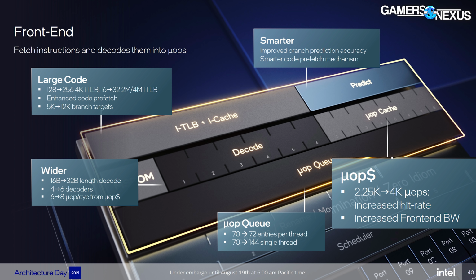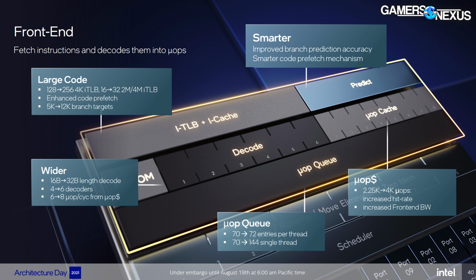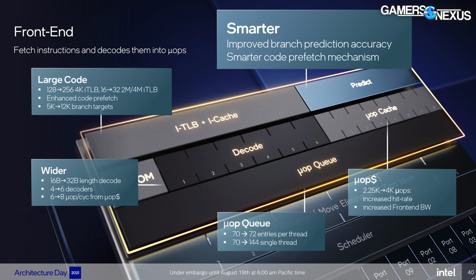In terms of the increased depth on the front end, the micro-op cache was increased from 2.25K to 4K, and more cache should result in a higher hit rate. The, quote, smarter claim is tougher to measure, as Intel listed the gain here as, quote, improved branch prediction accuracy and a smarter code prefetch mechanism.